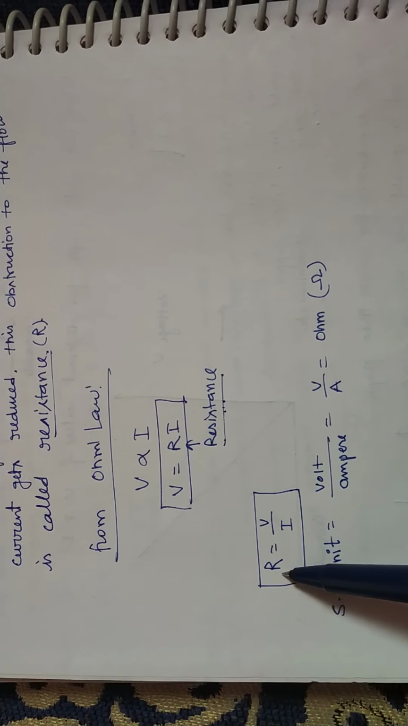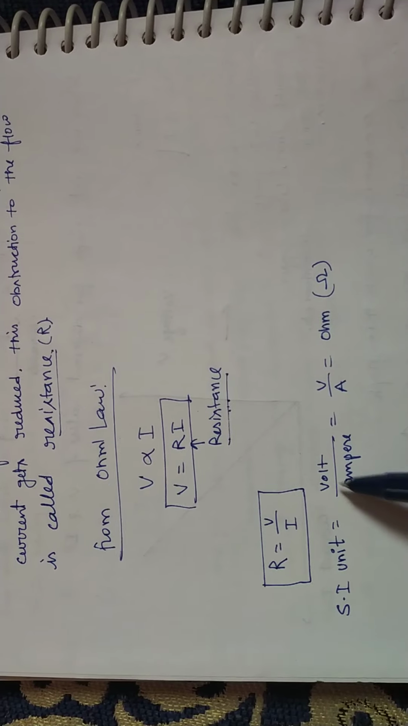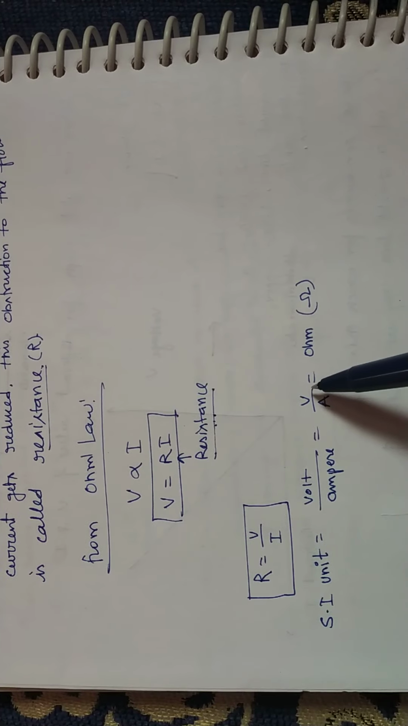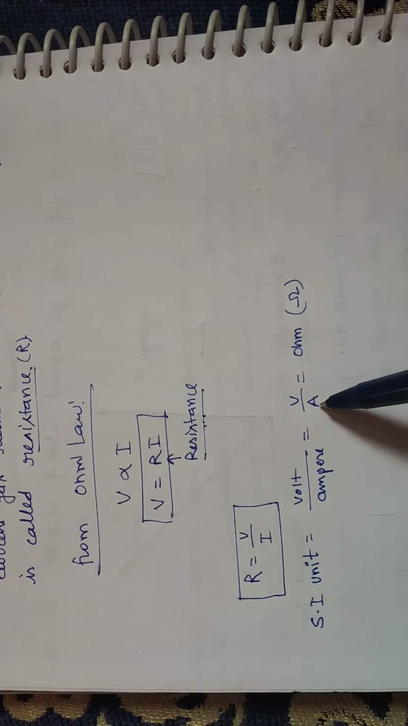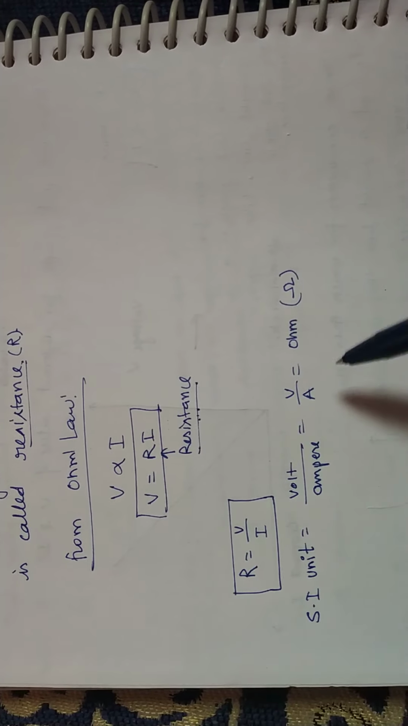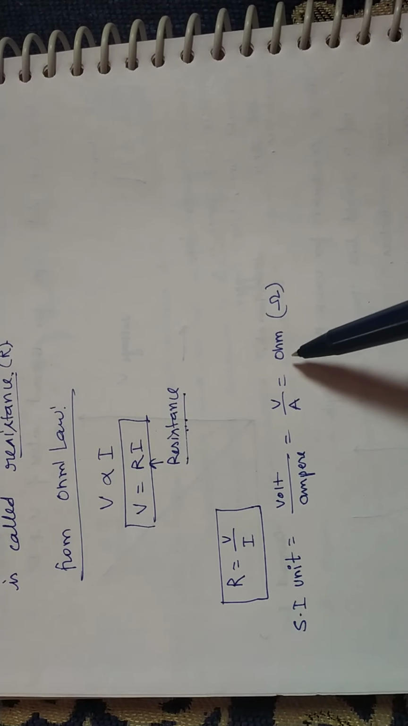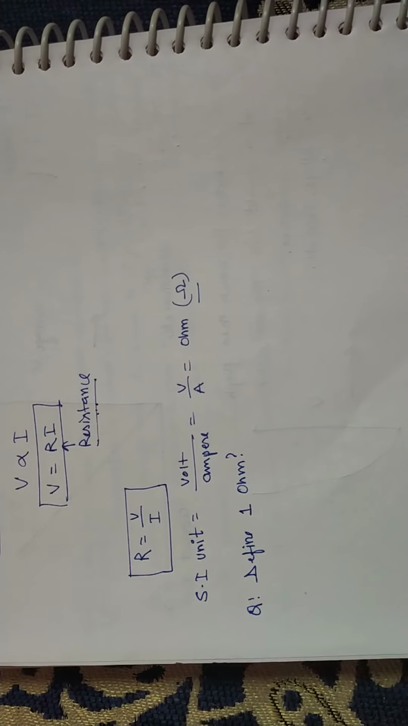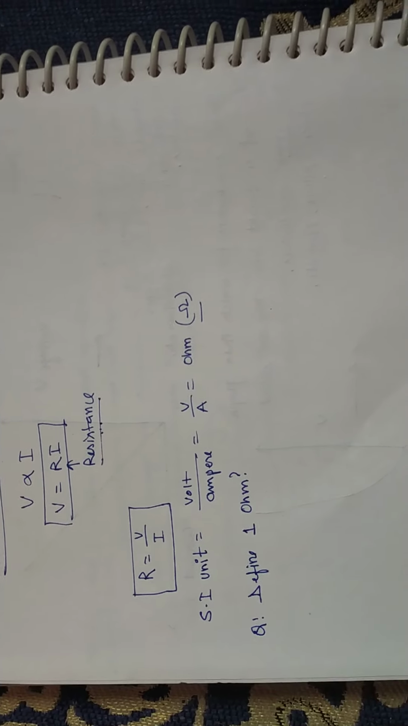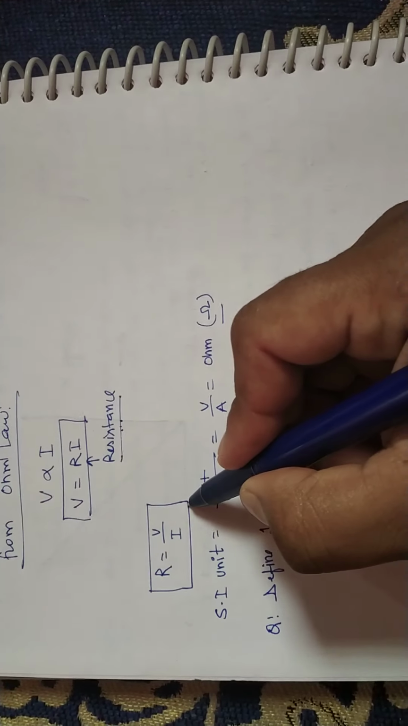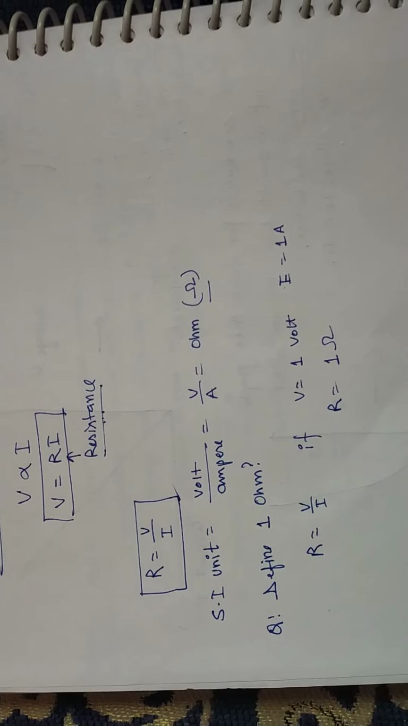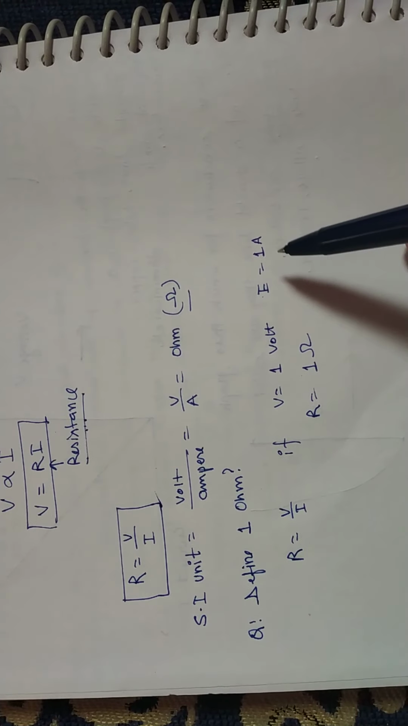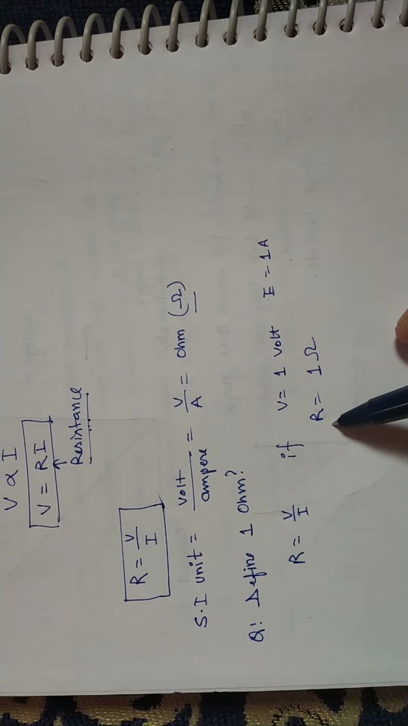So here you see R equal to V upon I. The SI unit of voltage is volt and of current is ampere, so the unit is volt upon ampere. Just as the ampere is named after a scientist, similarly, to recognize Ohm's contribution, we put another unit, the ohm, and it is represented by a Greek symbol called omega. Now another question: define 1 ohm. How will you define 1 ohm? That is very simple. By using this formula we can define 1 ohm. We know R equal to V upon I. If we take voltage equal to 1 volt and current equal to 1 ampere, it gives us 1 upon 1. So R equal to 1 ohm.